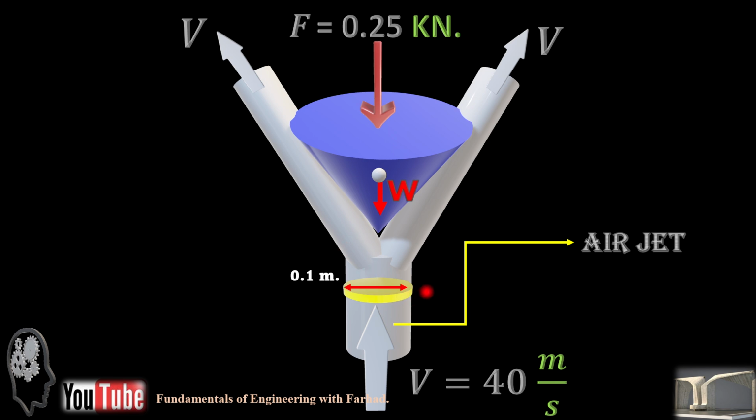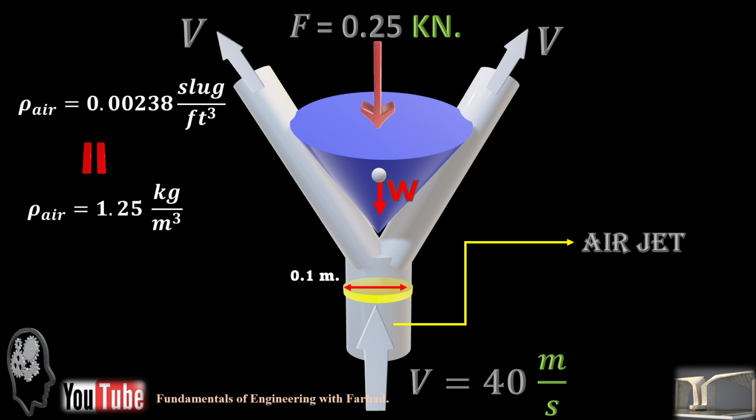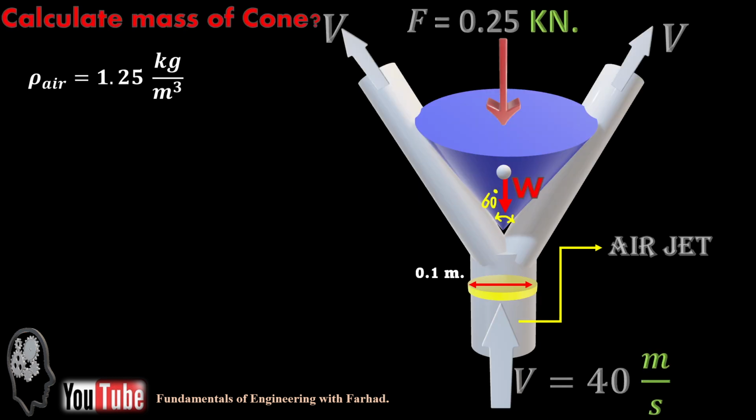The cross section and diameter of the entrance air is provided, the velocity of air is provided, the density of air is provided in both units. We want to calculate the mass of the cone in this problem. So to start such a problem, we can start with the momentum equation.